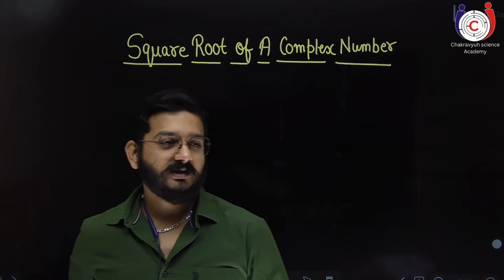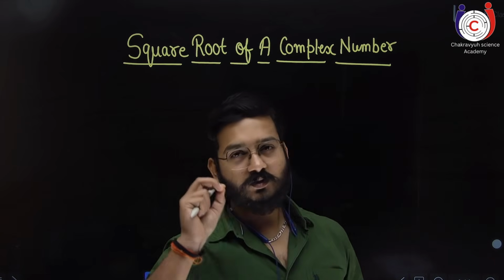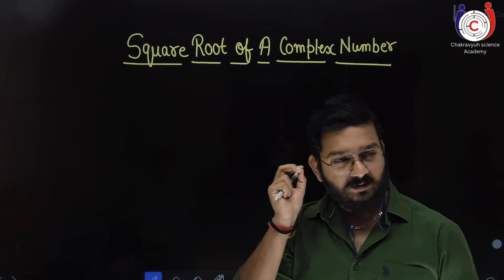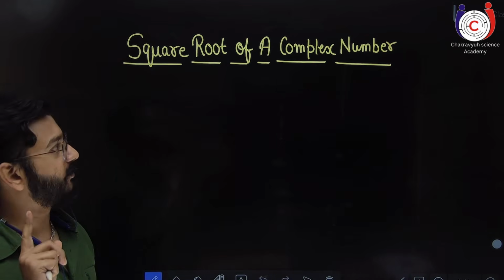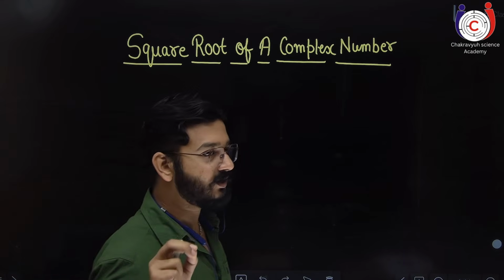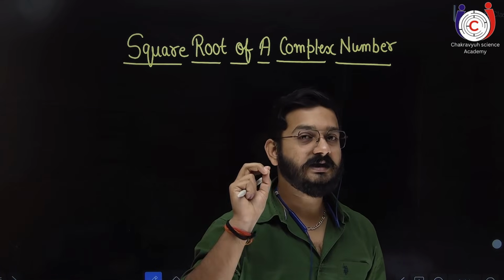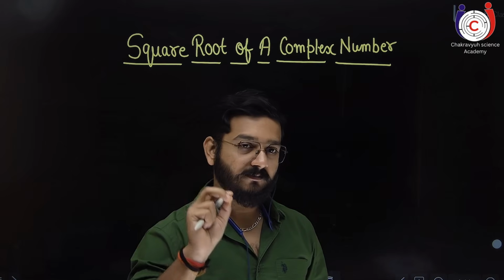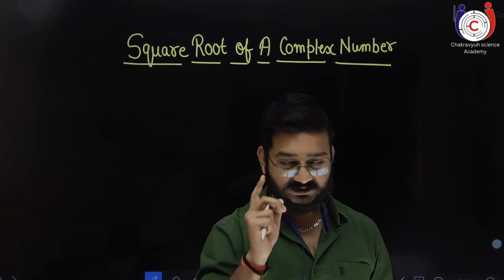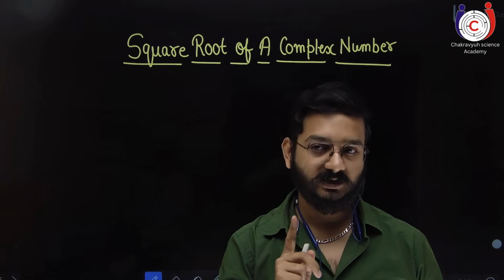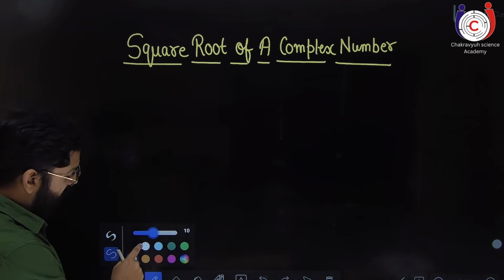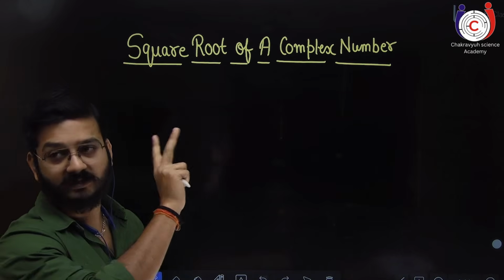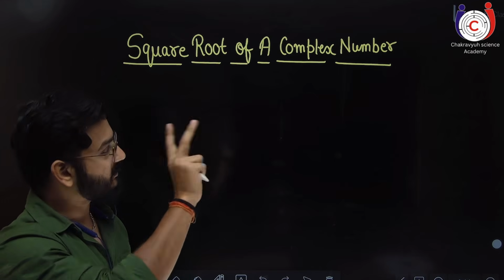So tell me one thing, square root of a complex number will be a complex number or not? Yes. That is the first point you need to know. If you take the square root of a complex number, the answer will be a complex number itself. This is the first point which you need to keep in mind. I'm explaining through an example.